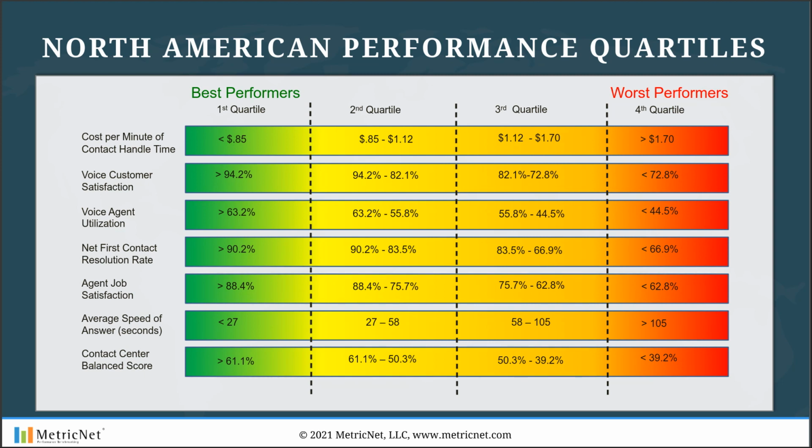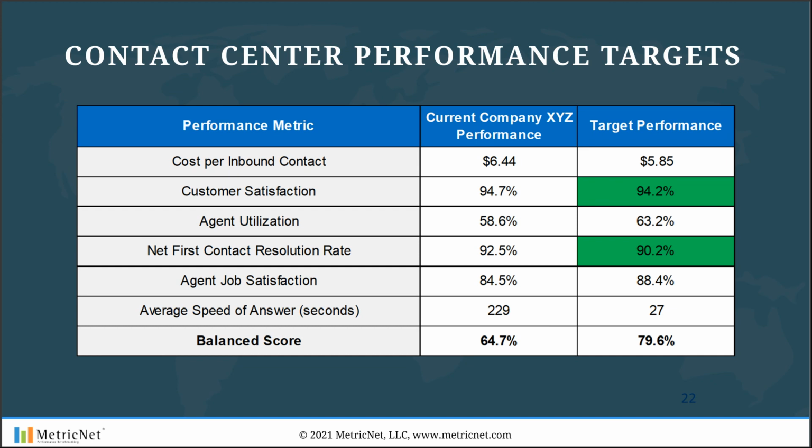So when we construct a balanced scorecard for a contact center, nobody ever has the best performance on every single metric because of the trade-offs that need to be made. However, what we know empirically and have seen demonstrably is that you can be top quartile. You may not be the best on every metric, but you can be top quartile on each metric. And that's how we go about establishing performance targets.